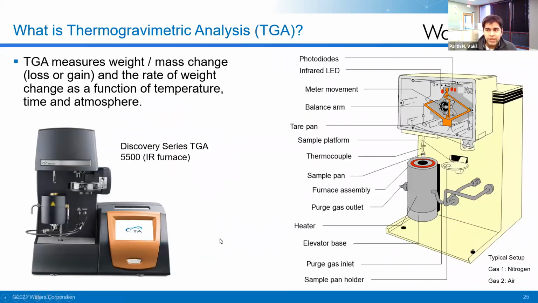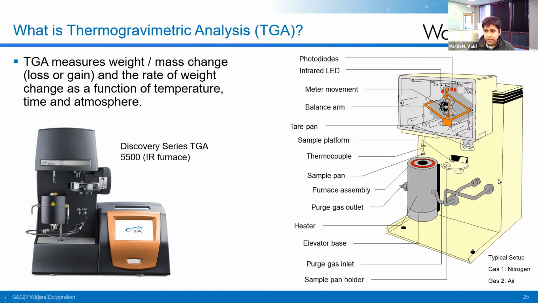So what is TGA? A simple way of explaining it is that you can think of it as a really, really fancy balance being placed into a furnace, and then watching how the sample loses mass. So on a TGA, you're basically looking at change in mass in the sample as a function of temperature, time, and also atmosphere.